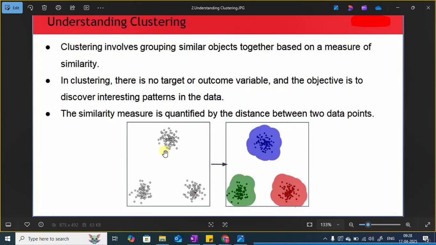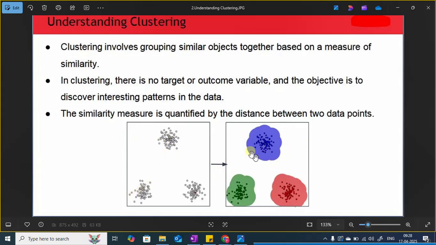How do I measure the similarity between two data points? The similarity can be measured between two data points by using the distance between them. For example, here you can see the data points present in this location are very close to each other, compact, compared to the data points present in this area. That's why I can say these data points are very close to each other, or the distance between these data points is very less compared to the distance between the other data points.